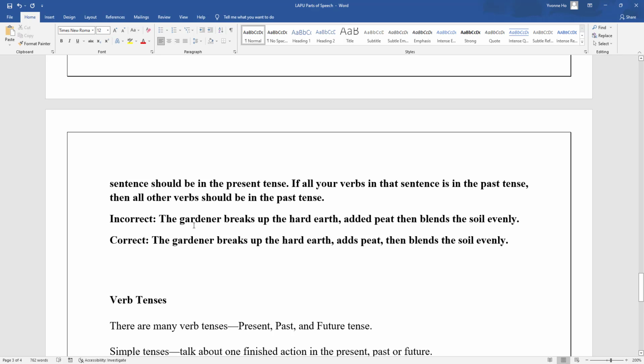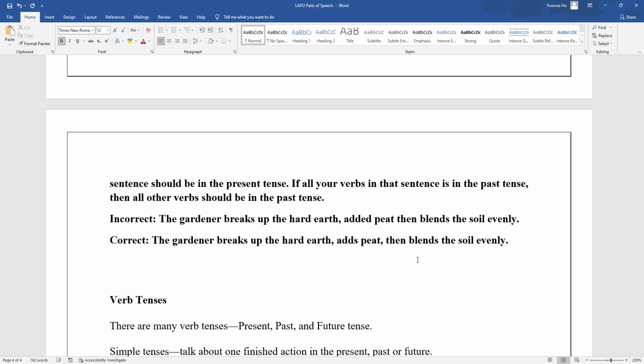So incorrect would be: the gardener breaks up the hard earth, added peat, and blends the soil evenly. Because then here you've got present tense, past tense, present tense. That's not consistent. That makes your essay sound very choppy. So the correct way to write it is: the gardener breaks up the hard earth, adds peat, and blends the soil. You can even hear the difference, that it sounds much better. And so here you would want to write present, present, and present. If you're going to suddenly switch to past tense, that's a different lesson.